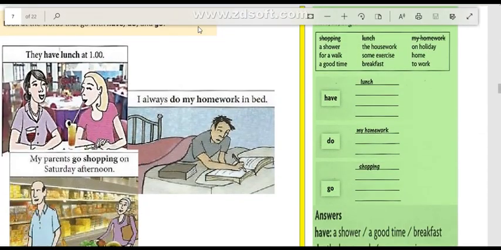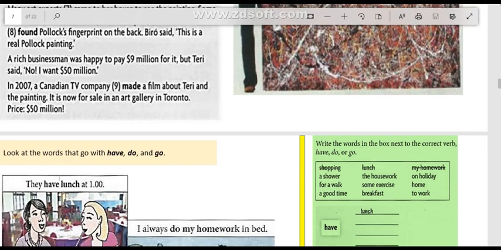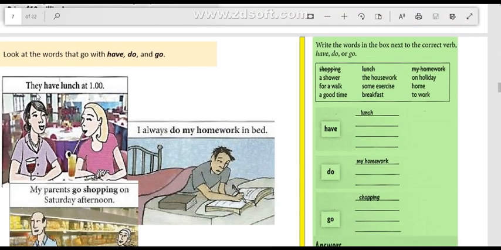Now we come to this. Look at the words that go with have, do, and go. Here we have, they have lunch at 1. My parents go shopping on Saturday afternoon. I always do my homework in bed.